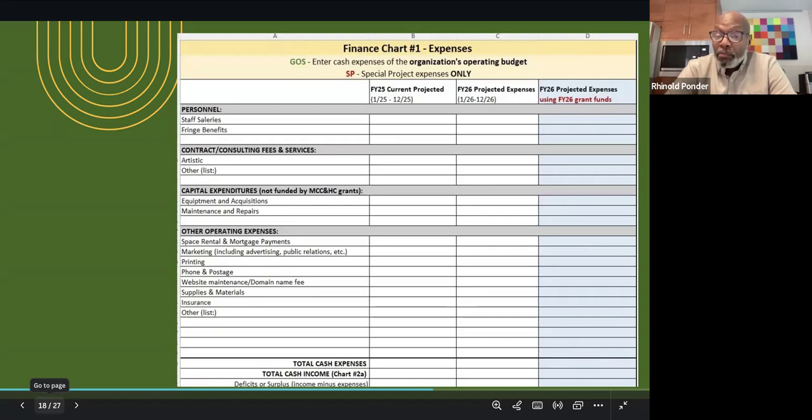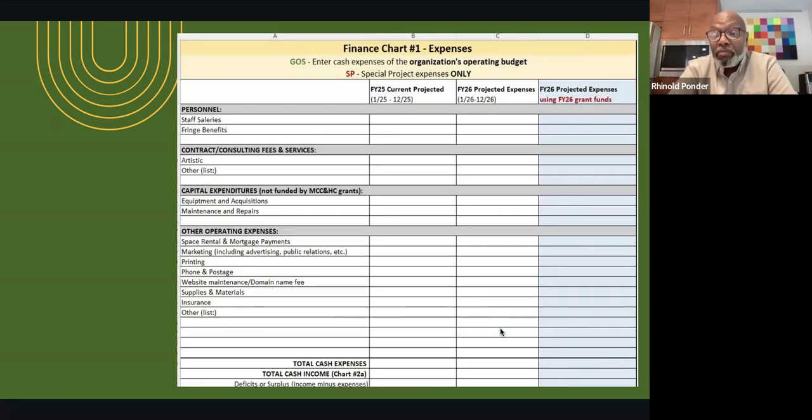Your second column is your projected expenses for which you are going to request grant funds. The last column is the projected expenses, but this is solely for how you're going to use your grant funds. No other numbers need to go in this column, but the money you expect to receive from the grant funds. And at the bottom, they should add up to what you are requesting.